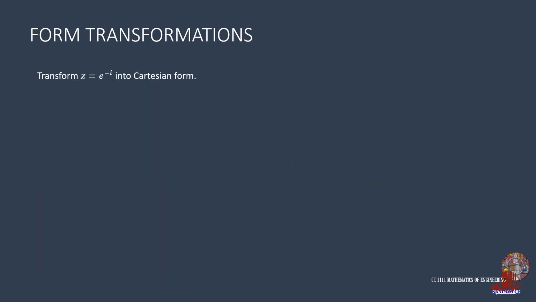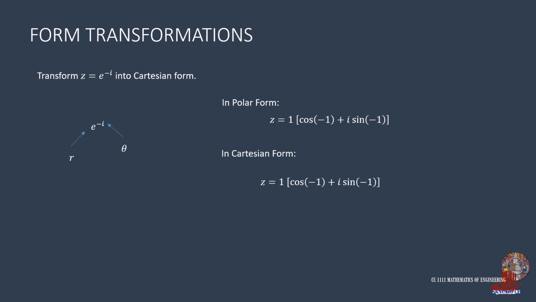How about converting e raised to negative i into its Cartesian form? Note that the modulus is 1, and the argument is negative 1. Place these values into the polar form to have z as 1 times cosine of negative 1 plus i sine of negative 1. For the Cartesian form, multiply 1 times cosine of negative 1 to have 0.5403. Then 1 times i sine of negative 1 is negative 0.8415i.